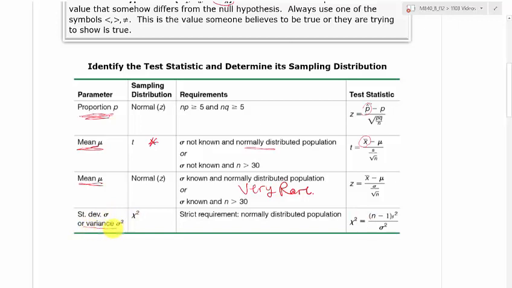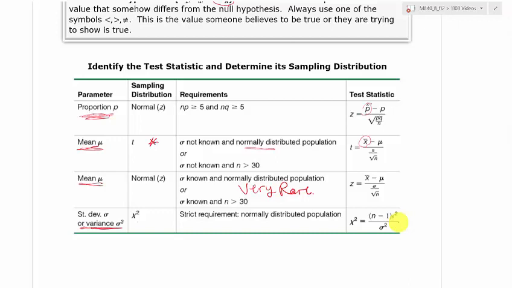If you want to do a test about a standard deviation or a variance, then we would use the chi-squared distribution. This has a strict requirement that it needs to be from a normal distribution, and our formula is n minus 1 times s squared. So this is your experiment's standard deviation squared over sigma squared. That would be the population or what you're testing.